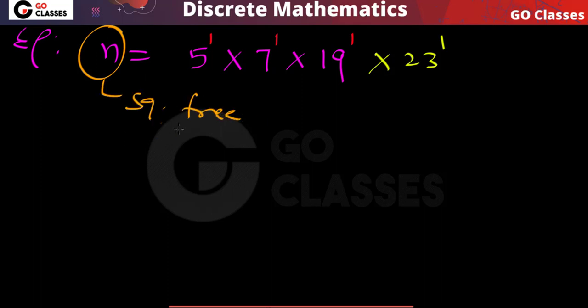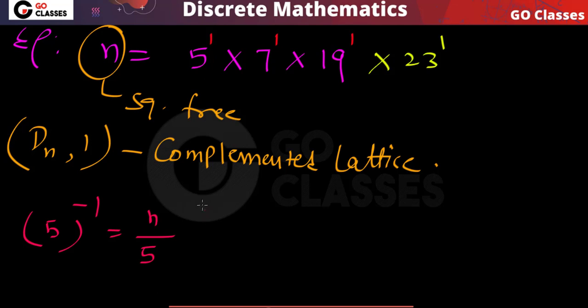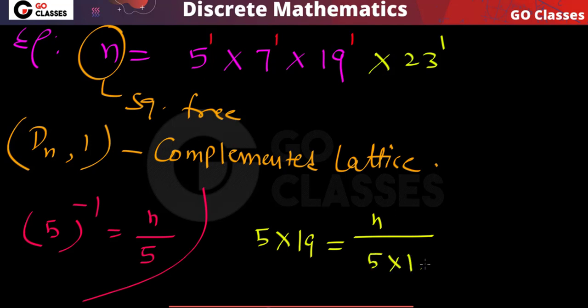Because this is square free, I can say this D_n with divisibility is a boolean lattice, this is a complemented lattice, every element will have a complement. Now if I ask you what is the complement of 5 in this, that will be simply n divided by 5. And the complement of 5 multiplied by 19 will be n divided by 5 multiplied by 19.